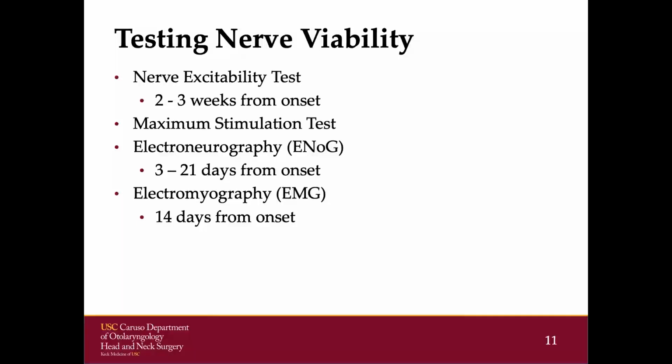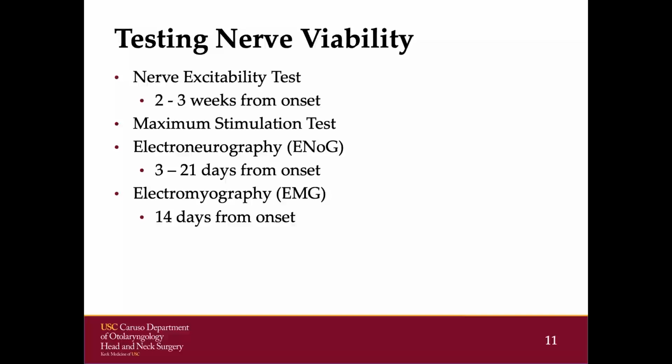Similarly, the maximum stimulation test also is very subjective and assesses the maximal or the threshold required to create maximal movement, and it's compared to the contralateral normal side. And so it's generally a percentage of the normal side.